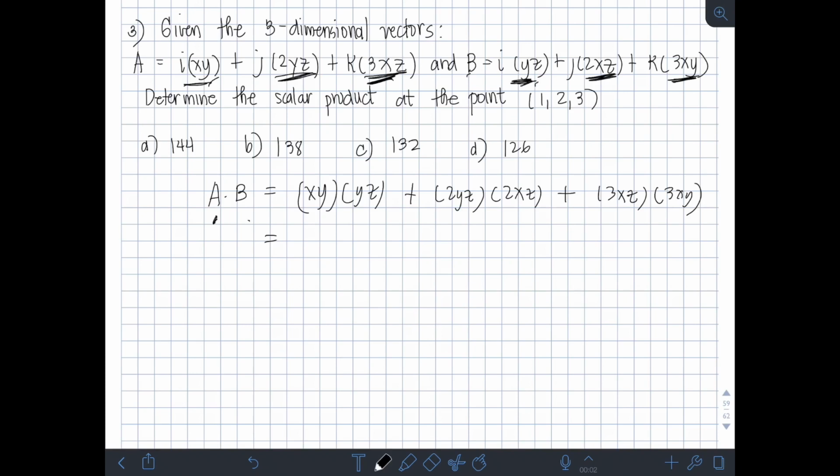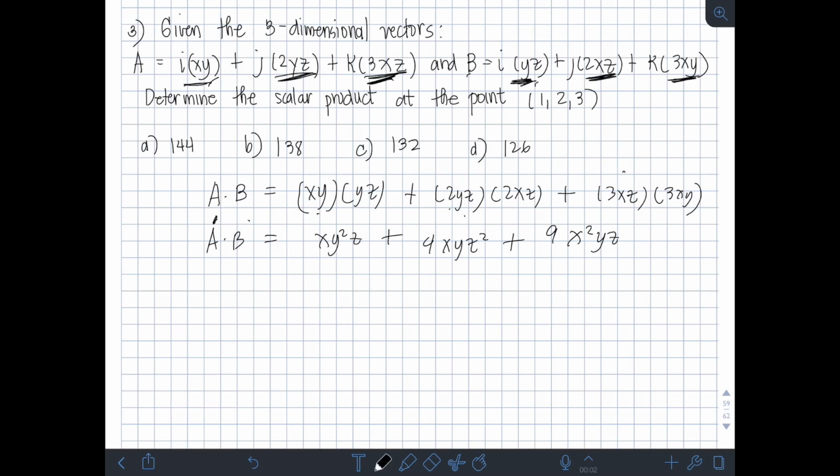So, when we multiply, xy times yz is xy squared z, plus the product of 2yz times 2xz is 4xyz squared, plus the product of 3xz times 3xy is 9x squared yz. Okay, so this is A dot B in terms of the variables x, y, z.